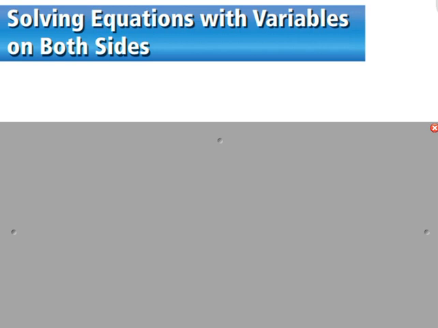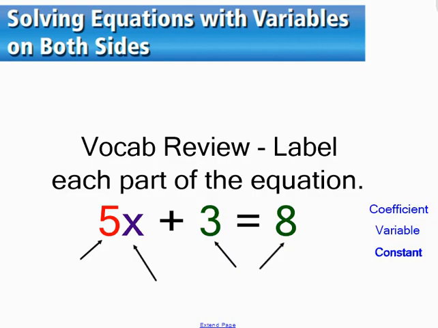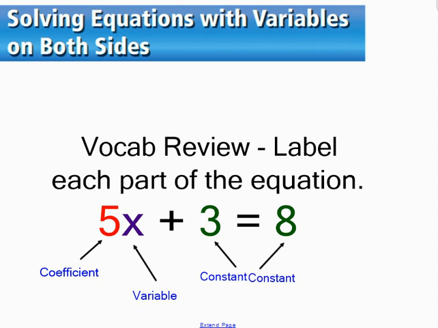In this video, we're going to continue working on multi-step equations. Today, we're going to have variables on both sides. First, let's just do a quick vocab review to make sure that we're still comfortable with the words coefficient, variable, and constant. So in the two-step equation, 5x plus 3 equals 8, the 5 is the number being multiplied by your variable, so that would be labeled as your coefficient. X is your variable, and then there are actually two constants, 3 and 8. So both of those are your constants.